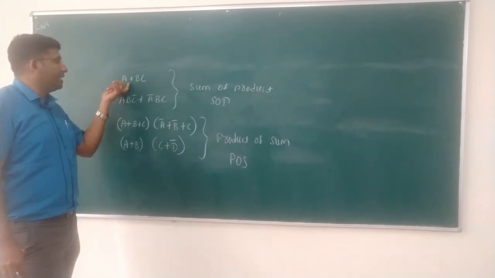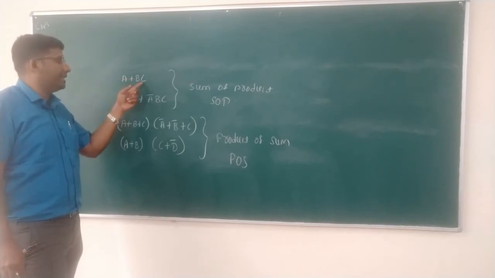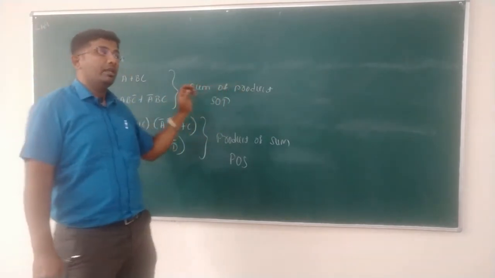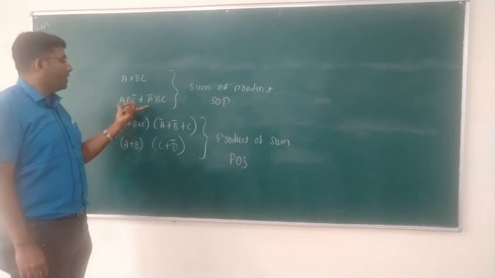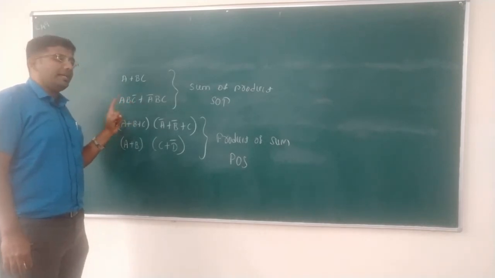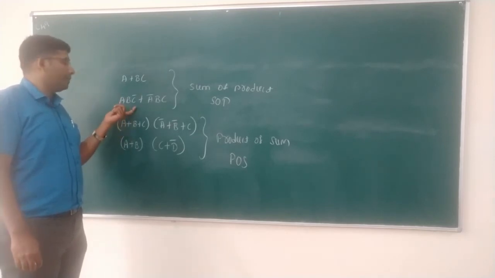If you are considering only A, two terms are missing, that is B and C. If you are considering BC, we will be missing the A term, and it can be a sum of products term. If you want to convert it into a standard min term, then we have to write it like this. If you are having three variables, either in complement or non-complement form, all the variables should be present within a logic system.